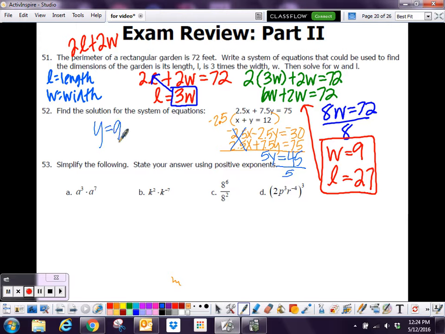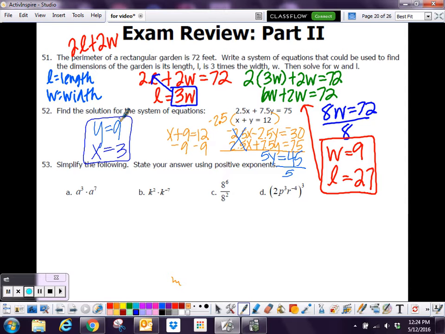I'm going to take that and plug it in. It's going to be easier to plug it into that second equation, the original second equation. So I have x plus y, now we know y is 9, equals 12. Subtract 9 from both sides. So we now know x is 3. You can take those and plug them back in and check them if you want.